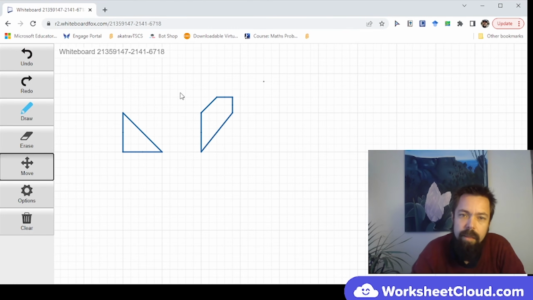What is that shape? So when you're faced with a question, what is that shape? My suggestion is start off by counting the sides. And if I count the sides there, I get 5, which means that this is a 5-sided polygon called a pentagon.